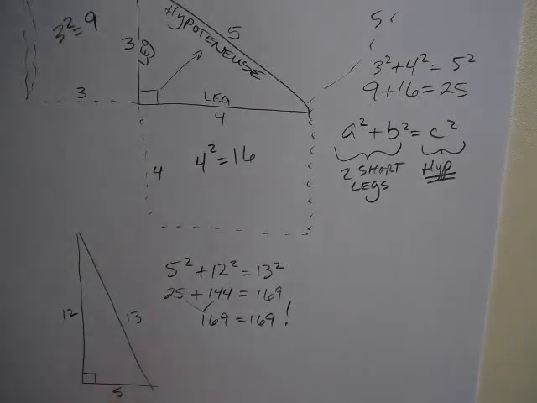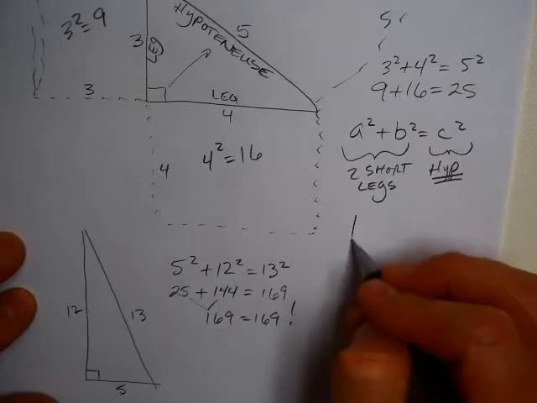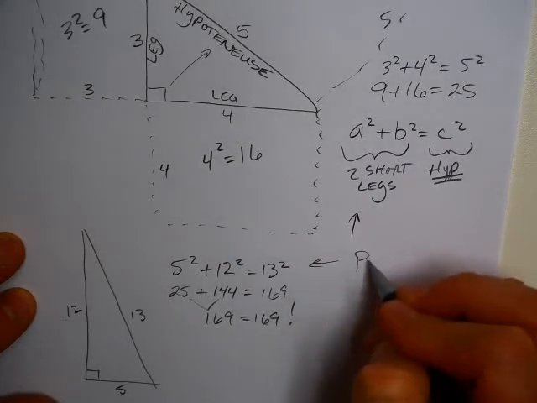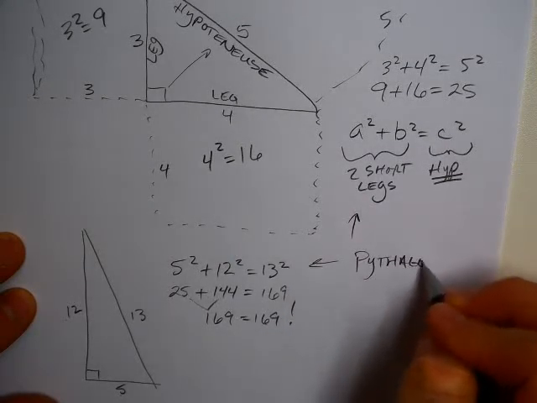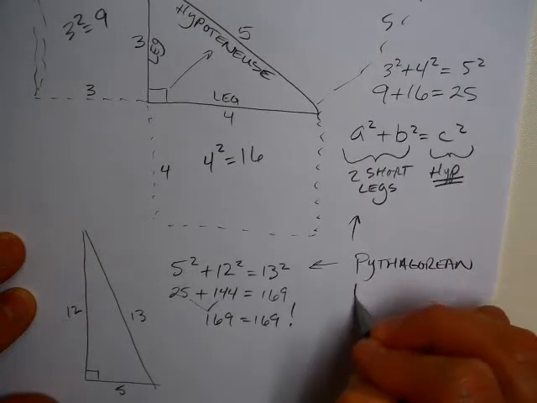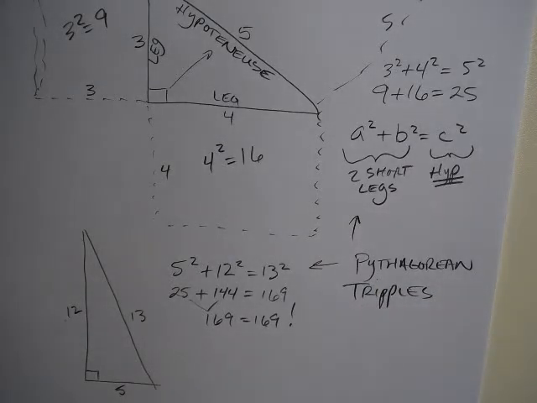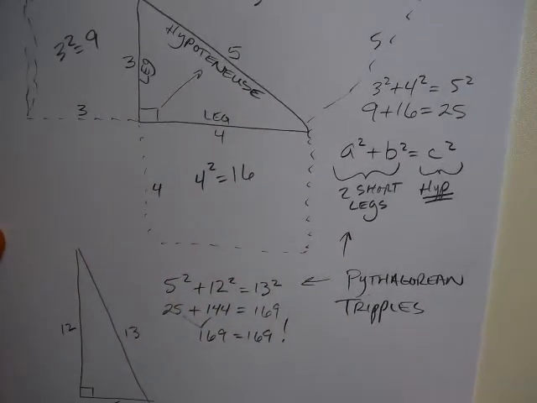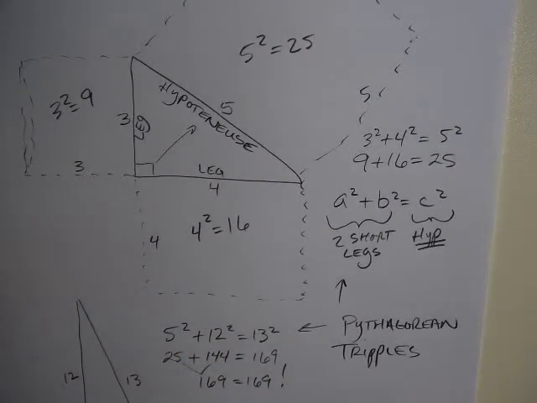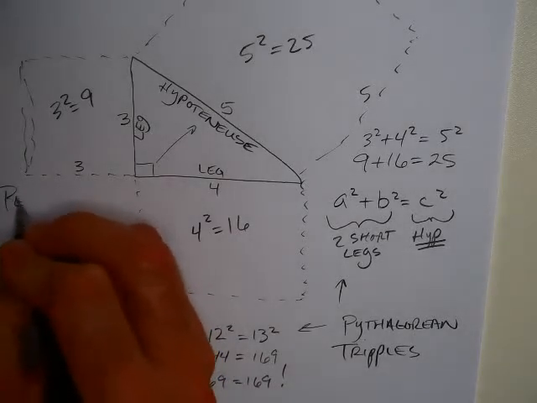Now, both of these triangles are called Pythagorean triples. They're called Pythagorean triples because the numbers are whole. There are no decimals or fractions or anything like that in there. And in fact, there are lots of Pythagorean triples. These are just a couple of common ones. But he called the 3, 4, 5 his perfect right triangle.